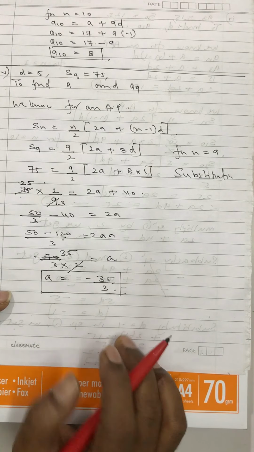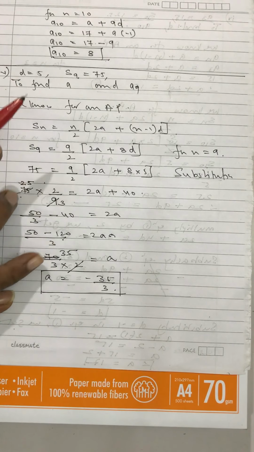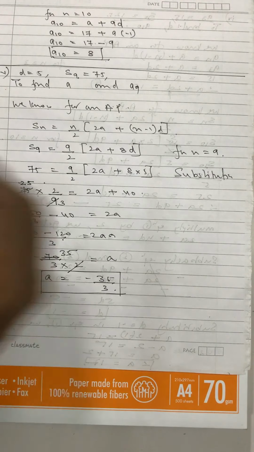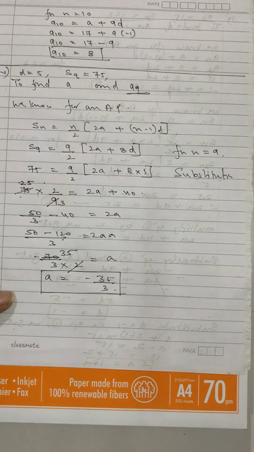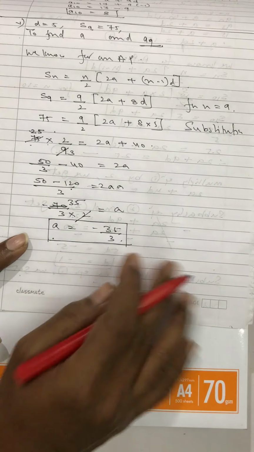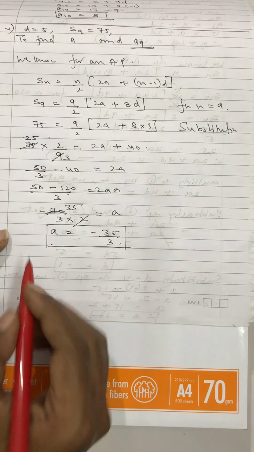Negative, and then it is going on. D is equal to 5. A is negative 35 upon 3. A9 also we have to find. A we know, D we know. If I get A9 properly, increasing, then I'm on the right track.